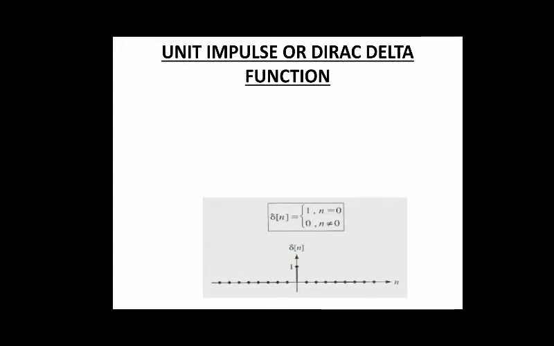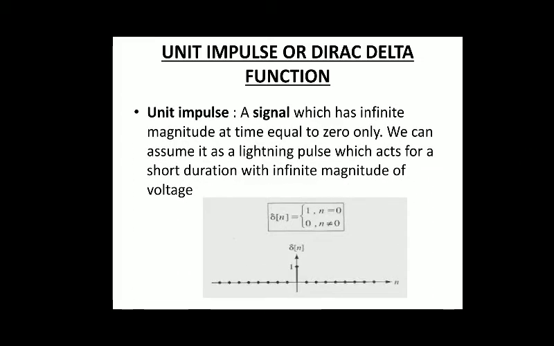Next we will study the unit impulse, also called the Dirac delta function, named after its inventor Paul Dirac. So the unit impulse is a signal which has infinite magnitude at time equal to 0 only, and at other instants of time the value is 0. It is represented mathematically as delta(n), where the value is 1 for n equal to 0 and 0 for other values of n, and it looks like this.